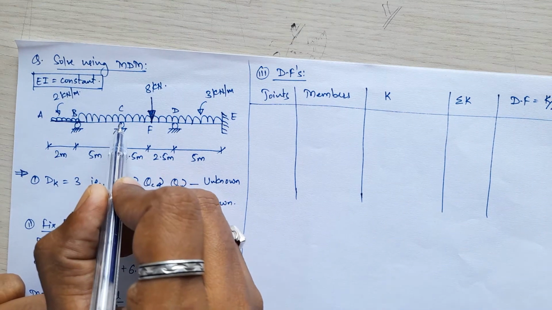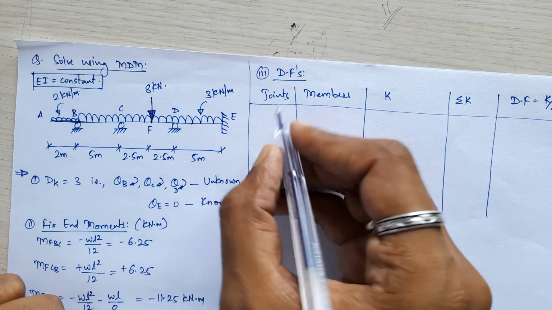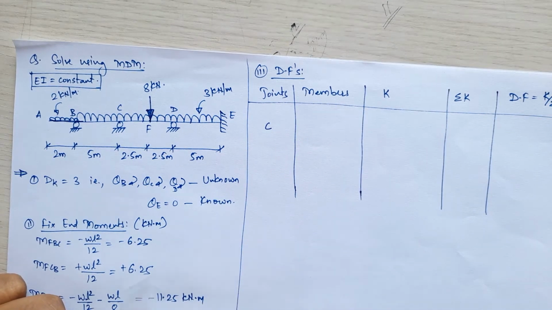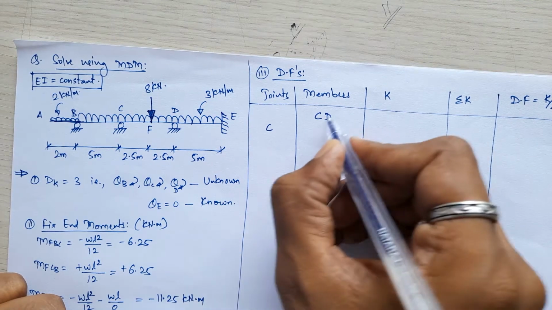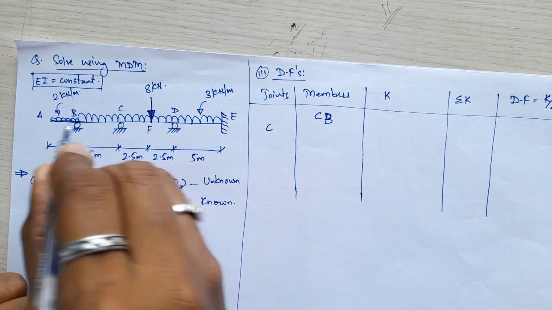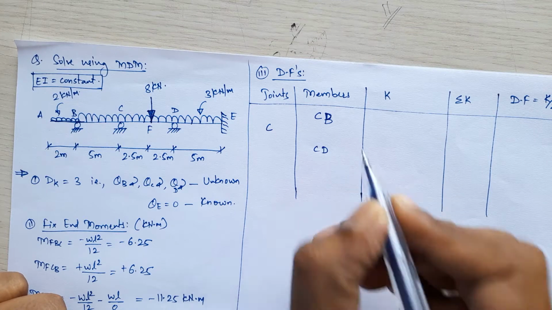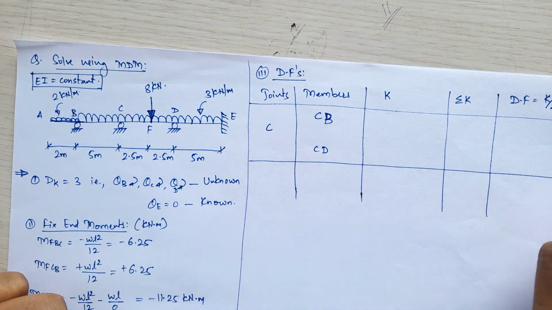Okay, the next joint is C. So C has 2 members. So the first joint here I am writing as C. Members meeting at joint C, sorry, first is CB and second is CD. Okay, this will be my first joint.